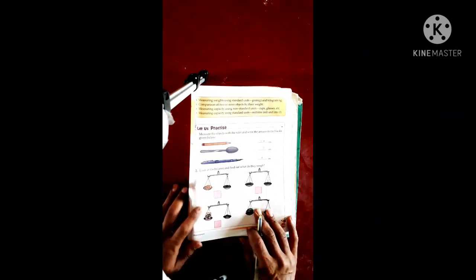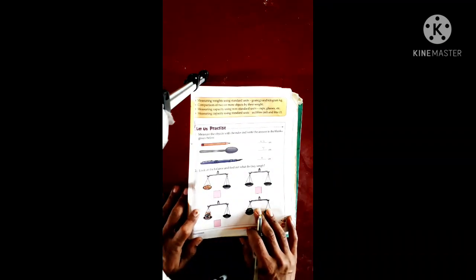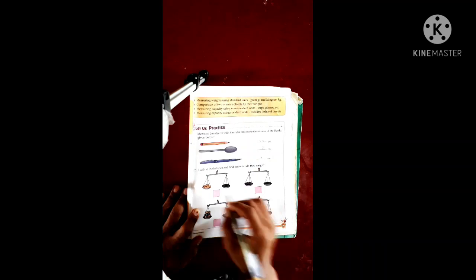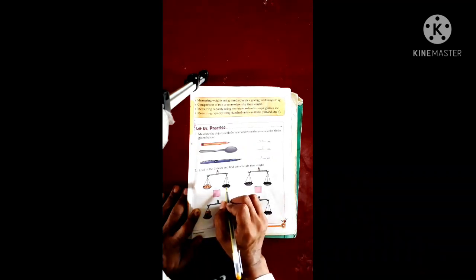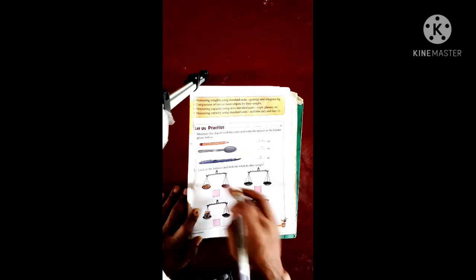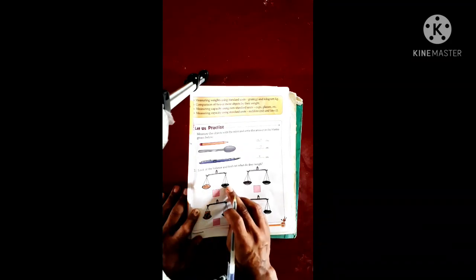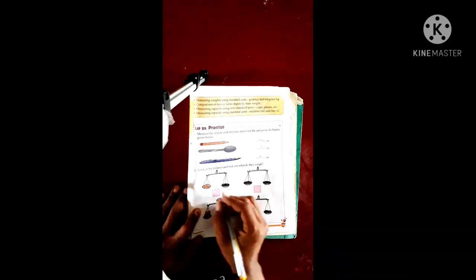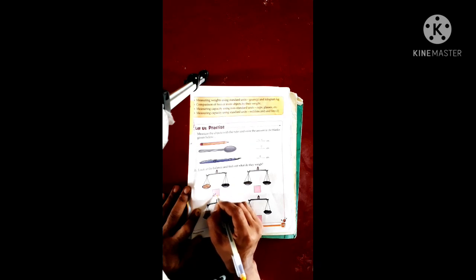Now next, second question: look at the balance and find out what they weigh. So see, in one pan weights are there, 1 kilogram and 2 kilogram makes 3 kilogram, and here mangoes are there. So what will be the weight of these mangoes? 1 plus 2 is equal to 3 kilogram. So here write 3 kilogram.